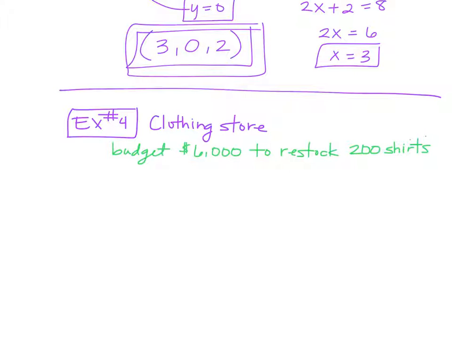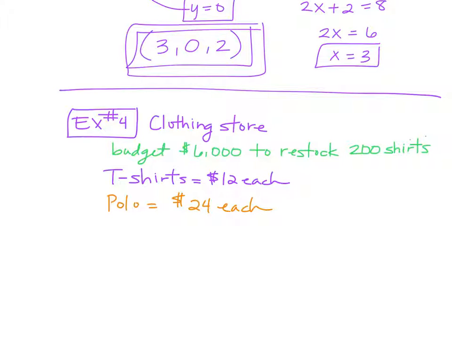Okay, so here it is. You can buy t-shirts for $12 each. You can buy polos for $24 each. And you can buy rugby shirts.